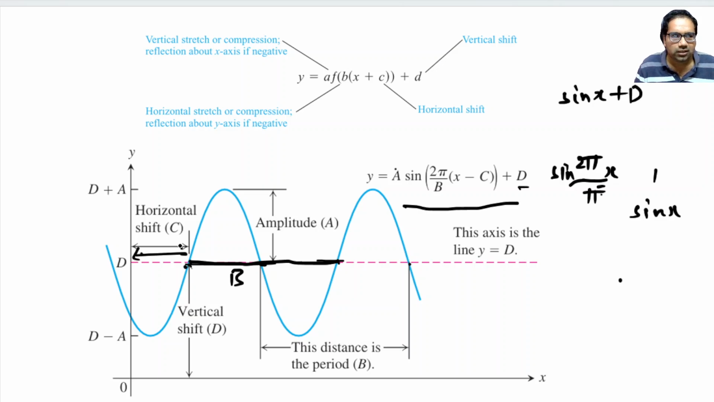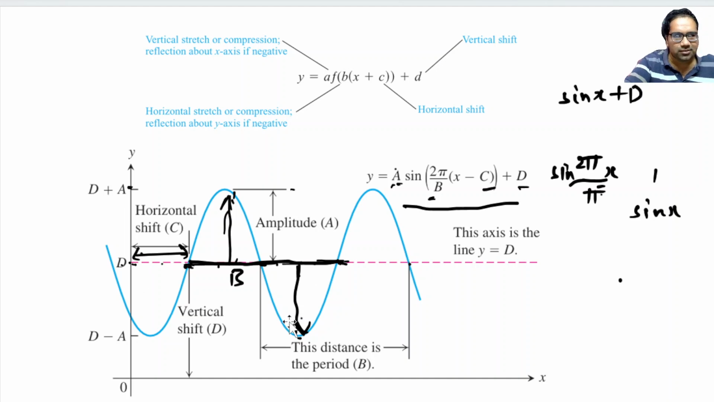Okay, how much horizontally, that is C. Now B is the period. B is this length at which this graph repeats. And A is this stretch, highest and lowest point. For a normal sine graph it would be 1. But if you are multiplying with A, the highest point will become A, not 1. So if this is 0, then this becomes A. That is called amplitude. Similarly, this becomes minus A. If we had shifted this by D, then the highest point becomes D plus A and the lowest point becomes D minus A.